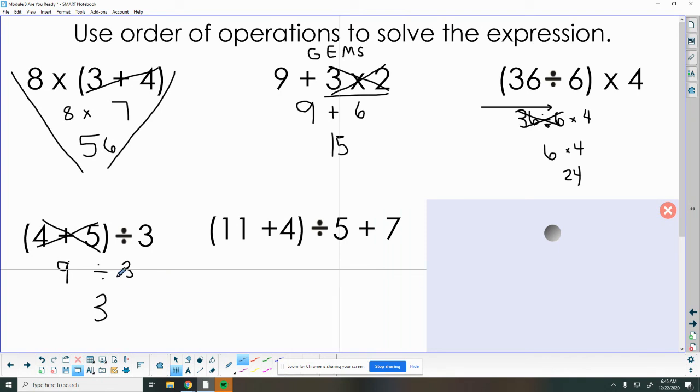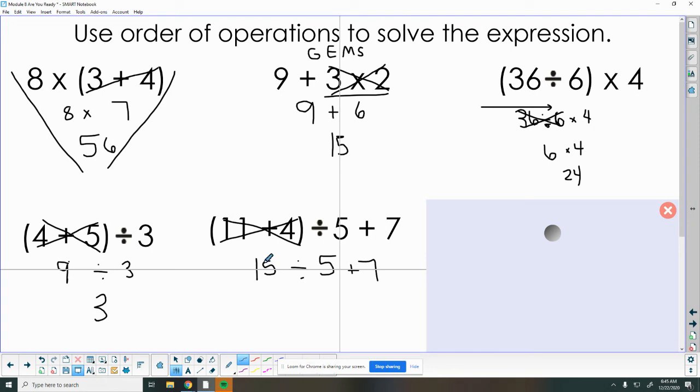So we have parentheses, 11 plus 4, close parentheses, divided by 5 plus 7. So think about, we need to do our groups first. Then we don't have any exponents. Then we'll do our multiplication operations, then our subtraction ones. So 11 plus 4 is 15. So I'm crossing that off, bringing everything else down. So now we're done with our parentheses.